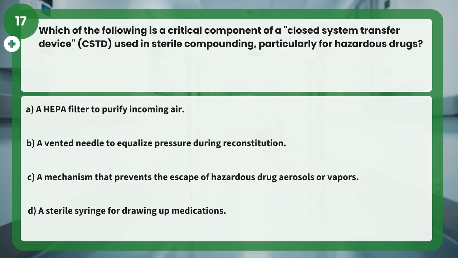Question 17. Which of the following is a critical component of a closed system transfer device, CSTD, used in sterile compounding, particularly for hazardous drugs? A. A HEPA filter to purify incoming air. B. A vented needle to equalize pressure during reconstitution. C. A mechanism that prevents the escape of hazardous drug aerosols or vapors. D. A sterile syringe for drawing up medications.